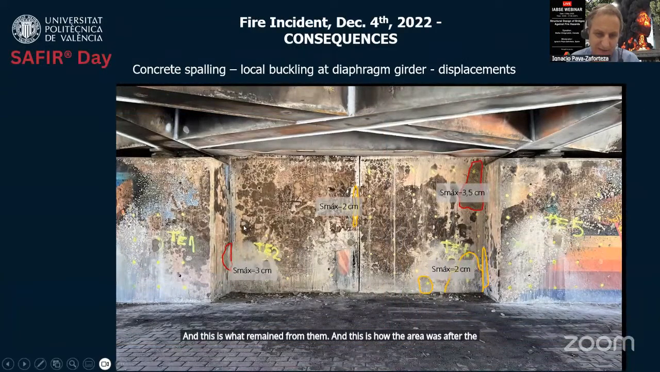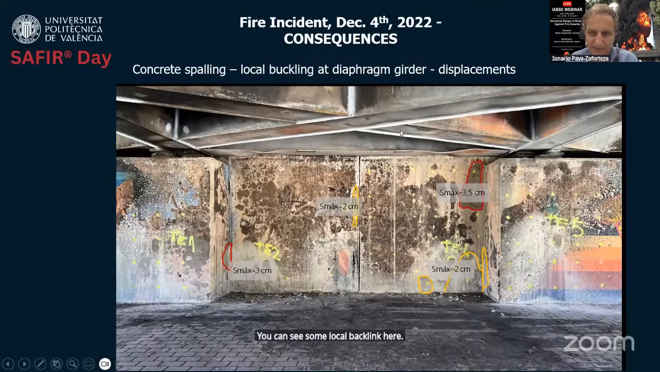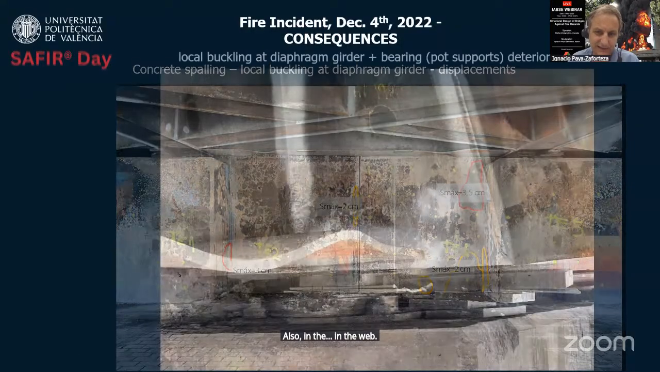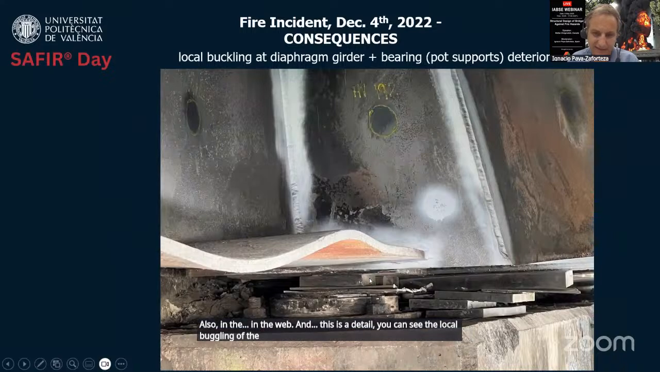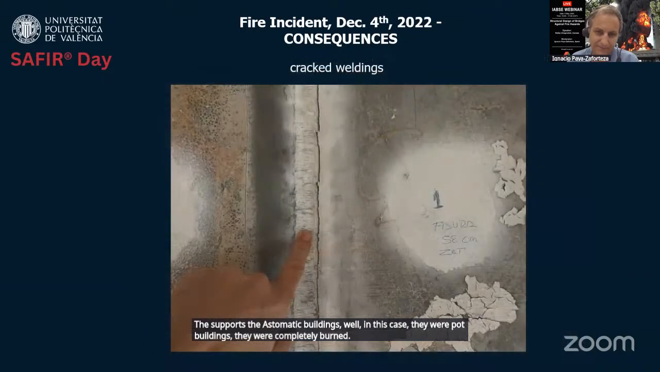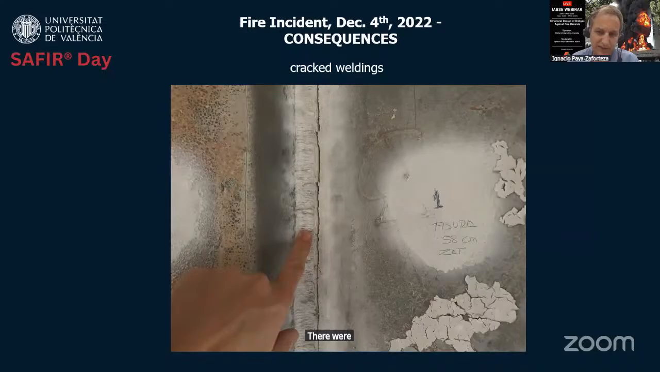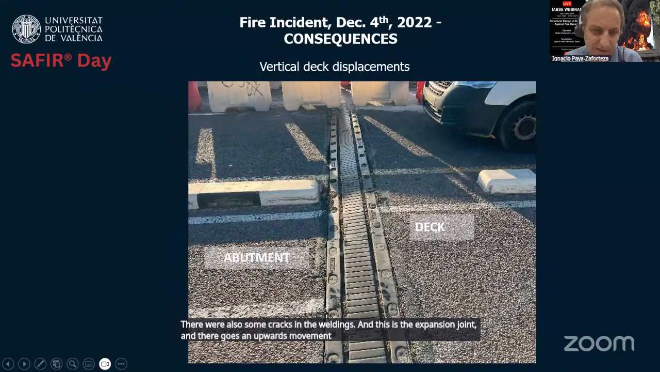So you can see some spalling in the abutment. You can see some local buckling here, some small buckling also in the bottom flange, also in the web. And this is a detail. You can see the local buckling of the diaphragm girder, the supports, the elastomeric bearings. Well, in this case, they were pot bearings. They were completely burned. There were also some cracks in the welds. And this is the expansion joint, and there was an upwards movement of the deck with respect to the abutment.